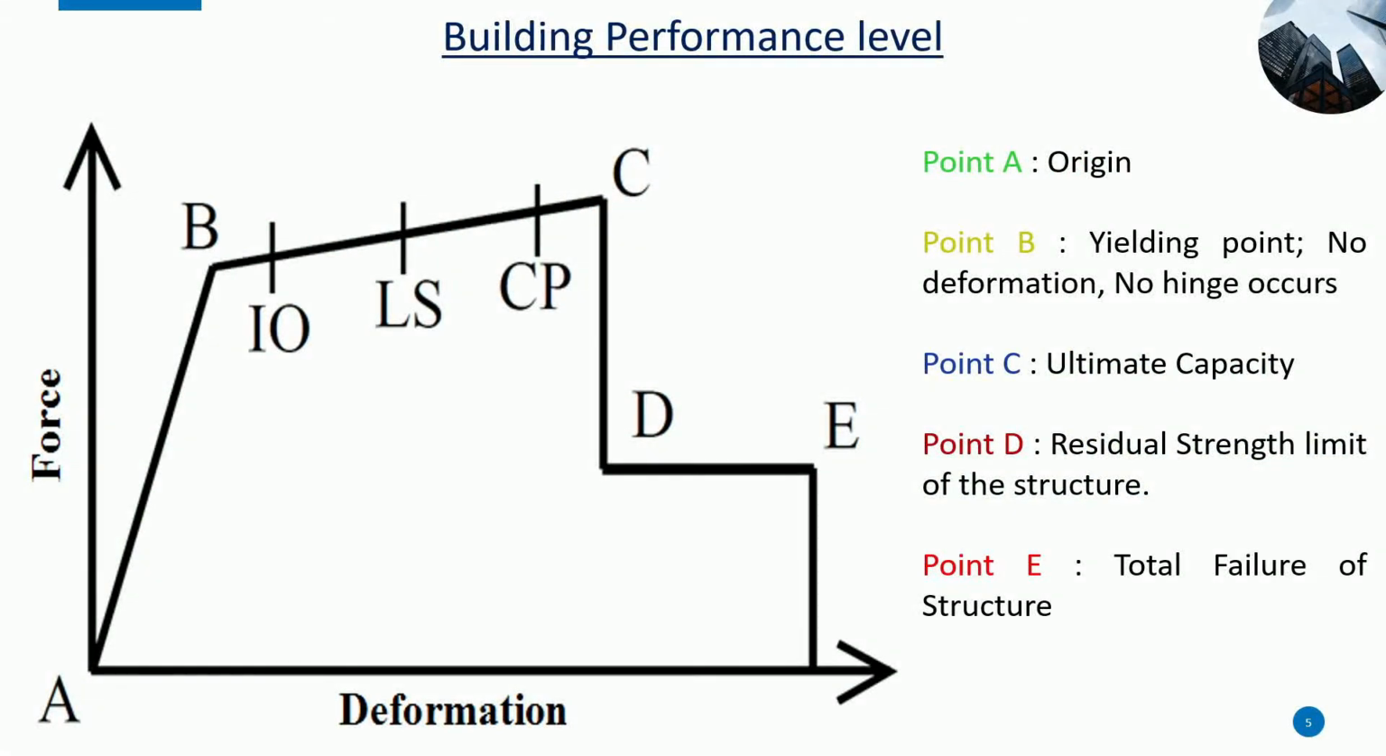The pushover analysis gives the performance level of a building based on this curve. Point A is the origin and point B is the yielding point. No deformation or hinge occurs from point A to B, and it is the elastic region. Point C is the ultimate capacity of the building. From point B to C, the yielding starts, and it is subdivided into three groups: IO, immediate occupancy; LS, life safety; and CP, collapse prevention. At point D is the residual strength limit of the structure, and at point E, total failure of the structure takes place.